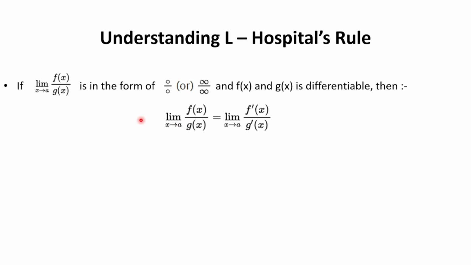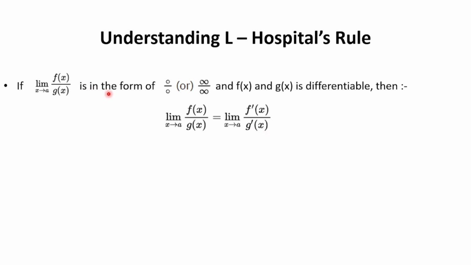If limit x tends to a, f of x by g of x is in the form of either 0 by 0 or infinity by infinity, and f of x and g of x are differentiable, then limit x tends to a, f of x by g of x is equal to limit x tends to a, f dash of x by g dash of x.